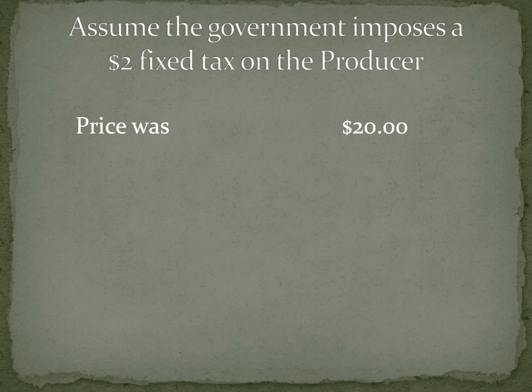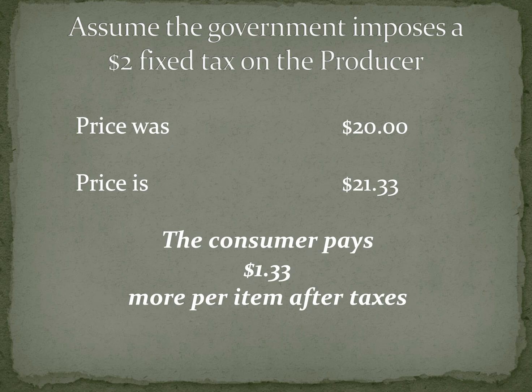So let's consider the consequences. If the price was $20 before, and the price now is $21.33. Remember, the tax is on the producer, so the consumer pays the price and no more. So the consumer is paying $1.33 more per item after taxes. That would be their share of the tax, even though the tax was on the producer.